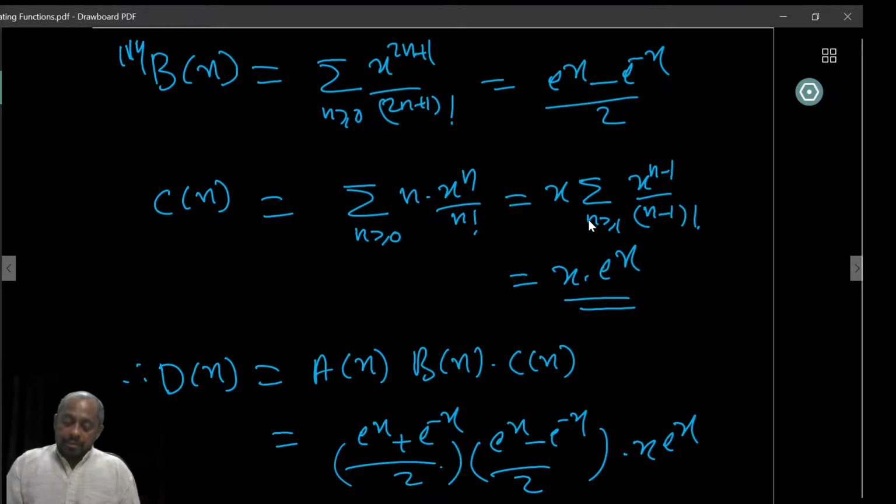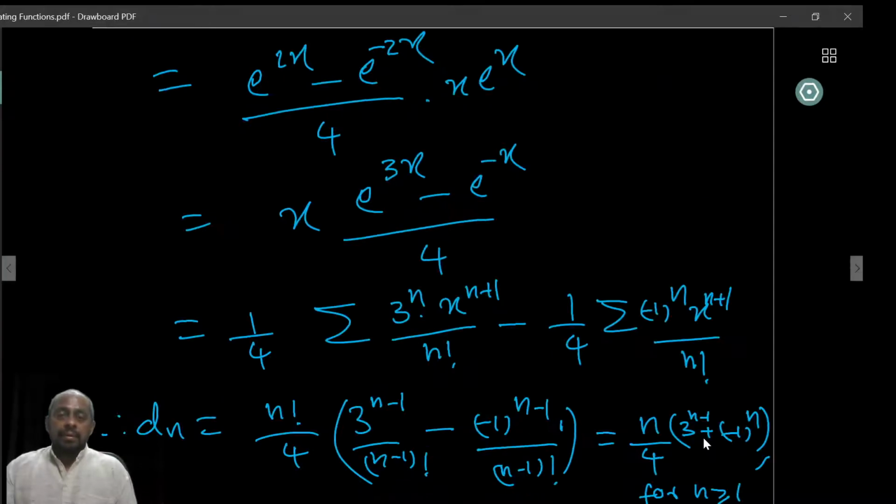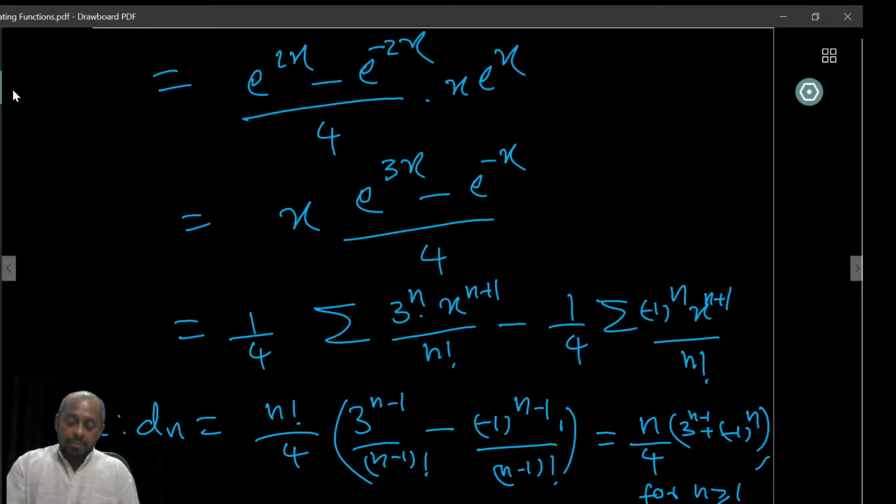So d of x is now a of x times b of x times c of x, right? So therefore we get e raised to x plus e raised to minus x by 2, e raised to x minus e raised to minus x by 2, and x times e raised to x. Multiplying these three, we will be able to reduce it into this form: x into e raised to 3x minus e raised to minus x by 4.